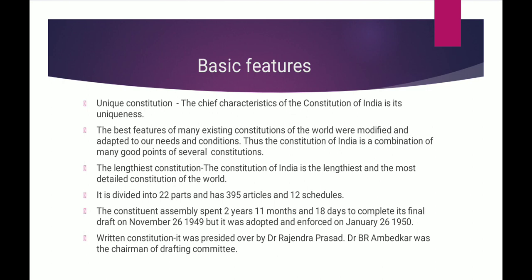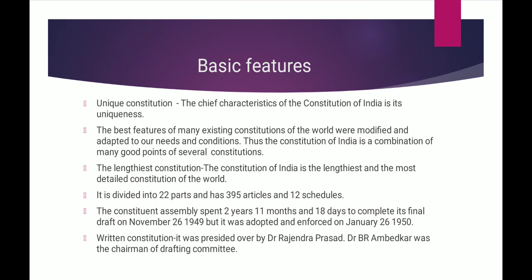The next feature of our constitution is that it is the lengthiest constitution. The Constitution of India is the lengthiest and the most detailed constitution of the world. It is divided into 22 parts and has 395 articles and 12 schedules.